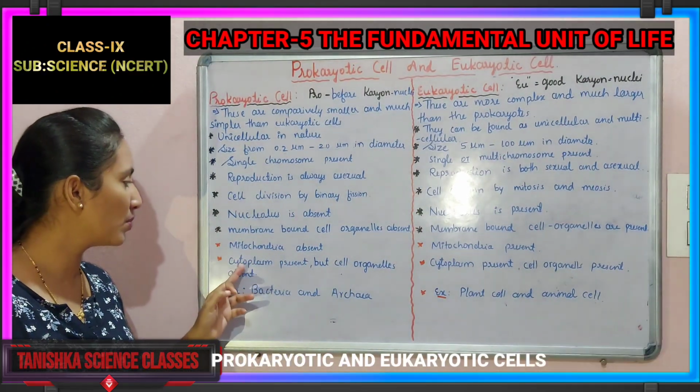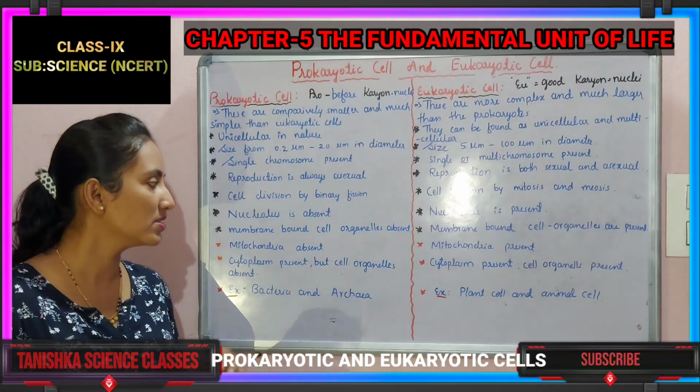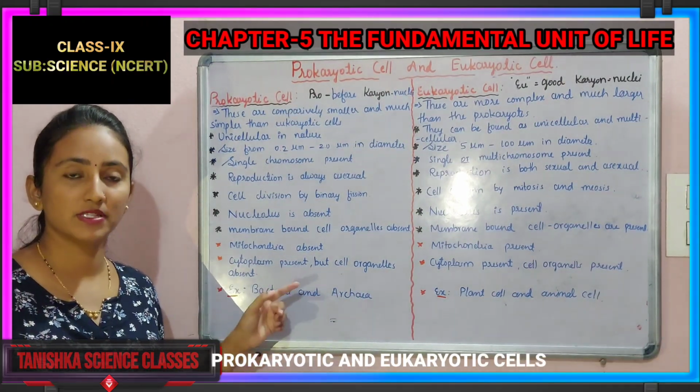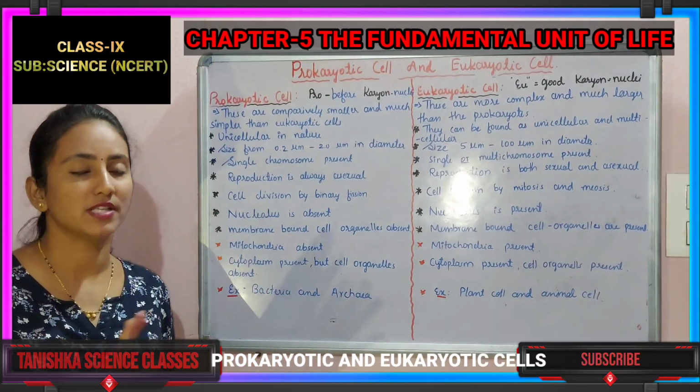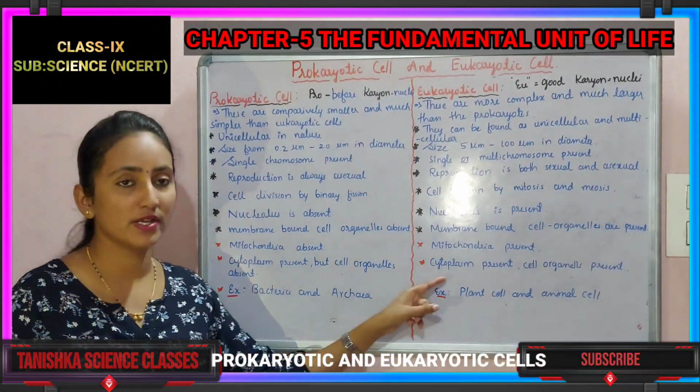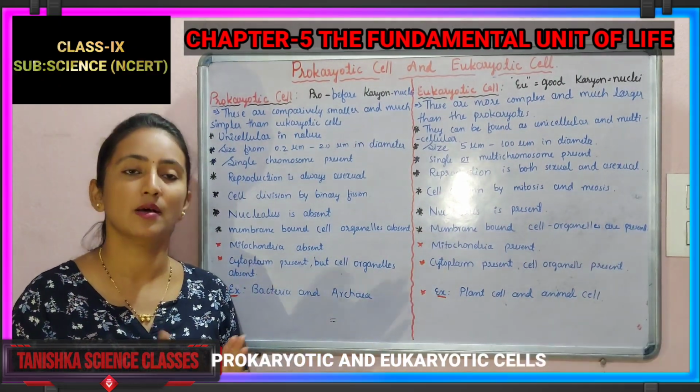Next, cytoplasm is present but cell organelles are absent in the prokaryotes. Cytoplasm is present, but cell organelles are absent. Here in the eukaryotes, cytoplasm is present and all cell organelles are also present.